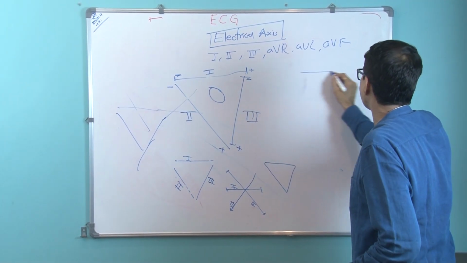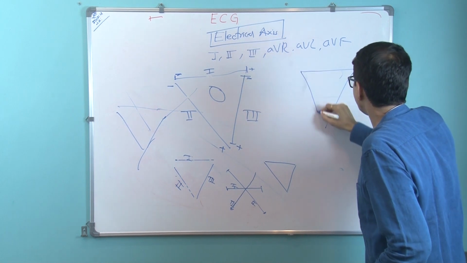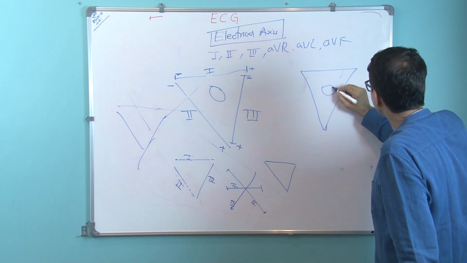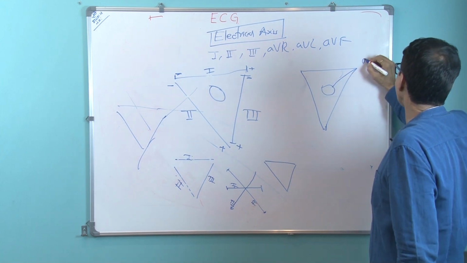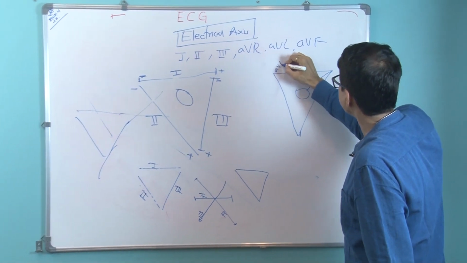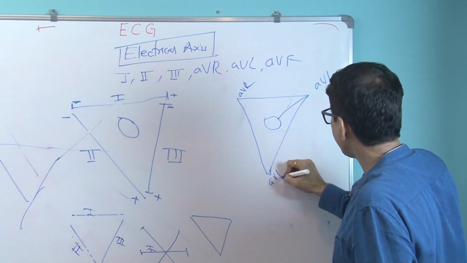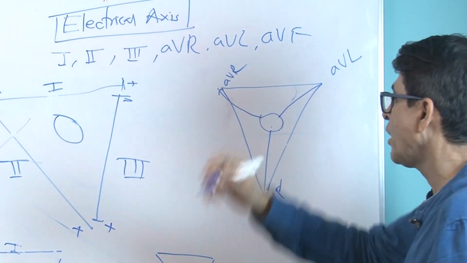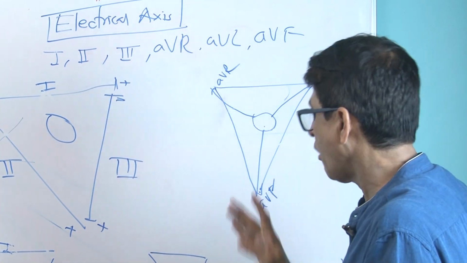Now again I am drawing this orthogonal triangle. Now heart is in the center. Now the unipolar leads: this is AVL, this is AVR, this is AVF. Now you have to draw this. Now I will show how to overlap this.